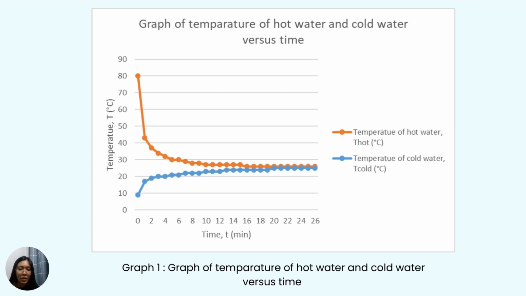From this graph of temperature of hot water and cold water versus time, it shows that as time increases, the temperature of hot water decreases while the temperature of cold water increases simultaneously until the temperature remains constant for more than 5 consecutive temperature readings.